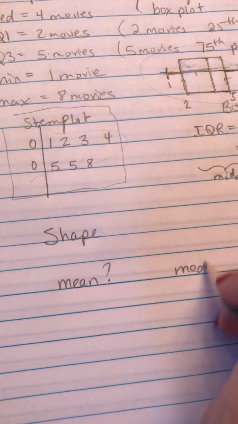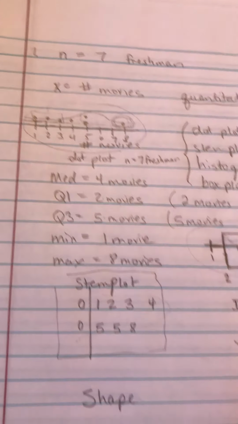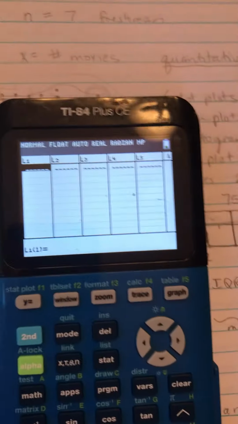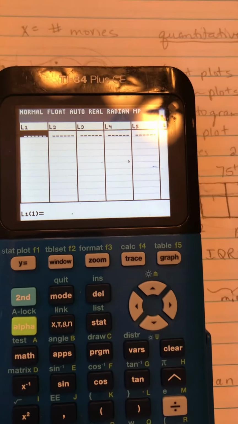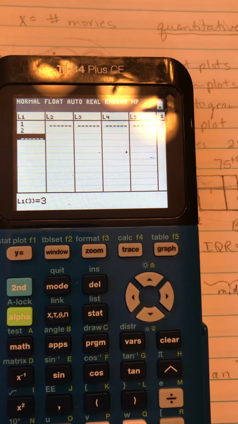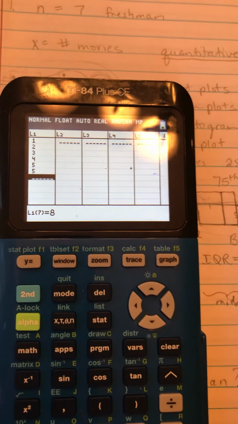I'm going to hold off for a minute and look at just what is the mean, and look at the median and see if I know what the median is. We found that to be 4 movies. Let me just put this in a calculator and see if there's any value. So I had 1, 2, 3, 4, 5, 5, and 8.